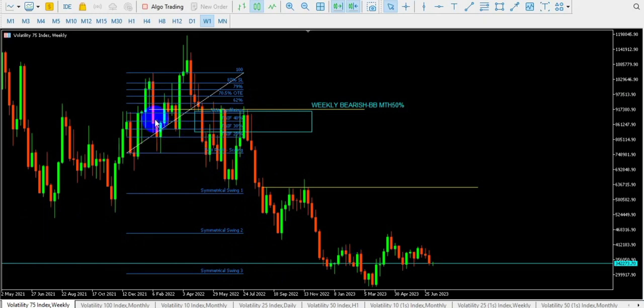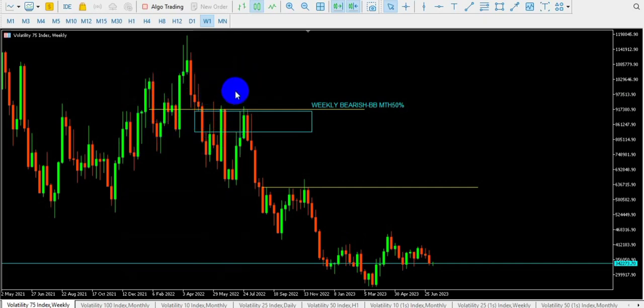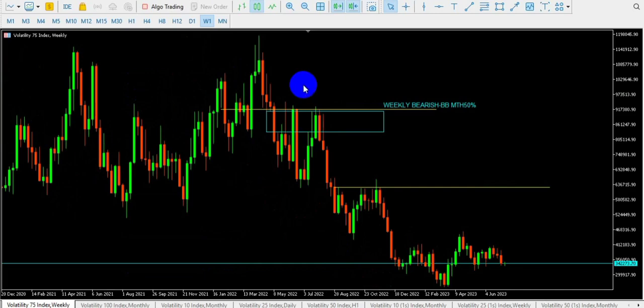Nevertheless, I'm not teaching about fibs, the way I use my fibs on synthetic indices. So now let's focus on the narrative. Let's take this away. Now we know we have this and we have the confirmation.